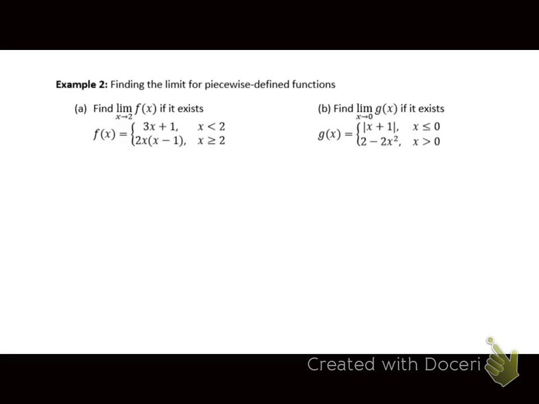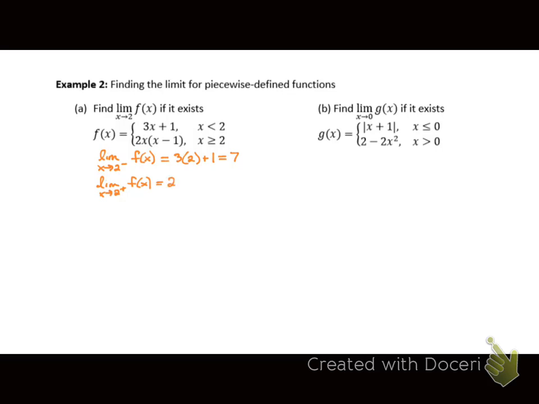So first, let's find the left-hand limit. So we're going to find the limit as x approaches 2 from the left. Don't forget that exponent. It's the left-hand limit. And to do that, we're going to use the top equation. So we get 3 times 2 plus 1. And again, all we're doing is plugging it in for x. And we get 7. All right, we're going to do the same thing for the right-hand limit, only this time we're going to use the bottom equation.